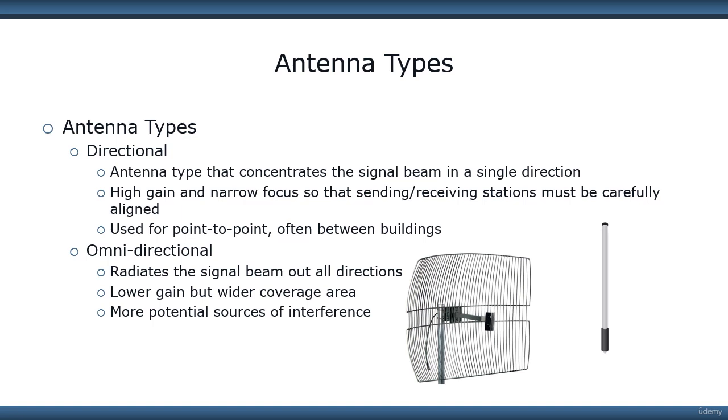Omnidirectional antennas are the more common antenna on an access point that users would be connecting to. It radiates the signal beam out in all directions. Lower gain but wider coverage area. Okay, and also more potential sources of interference.